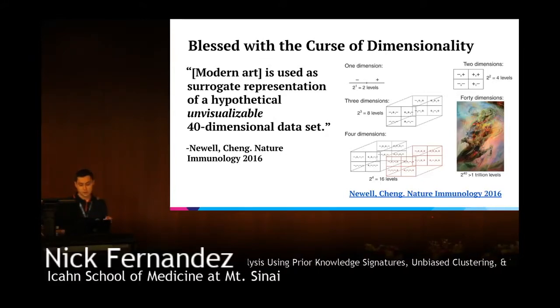Once you get up to 40 markers, the number of possible states is over 1 trillion. So it's hard to think about that state space, and it's hard to work with. Even though it doesn't sound like it's that high dimensional, even in a simplified binary space, it's actually really enormous. And they're using a piece of modern art as a surrogate representation of a hypothetical, unvisualizable 40-dimensional data set. So we definitely know where they stand. The case they're making here is that you can't directly visualize this high-dimensional data.